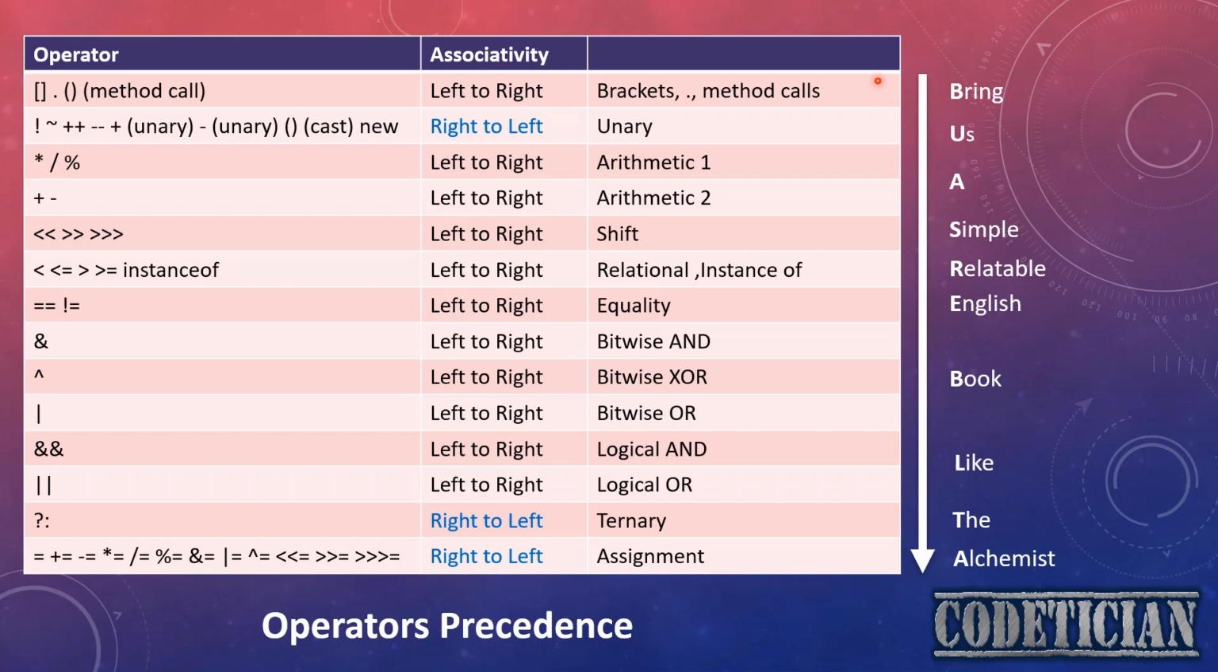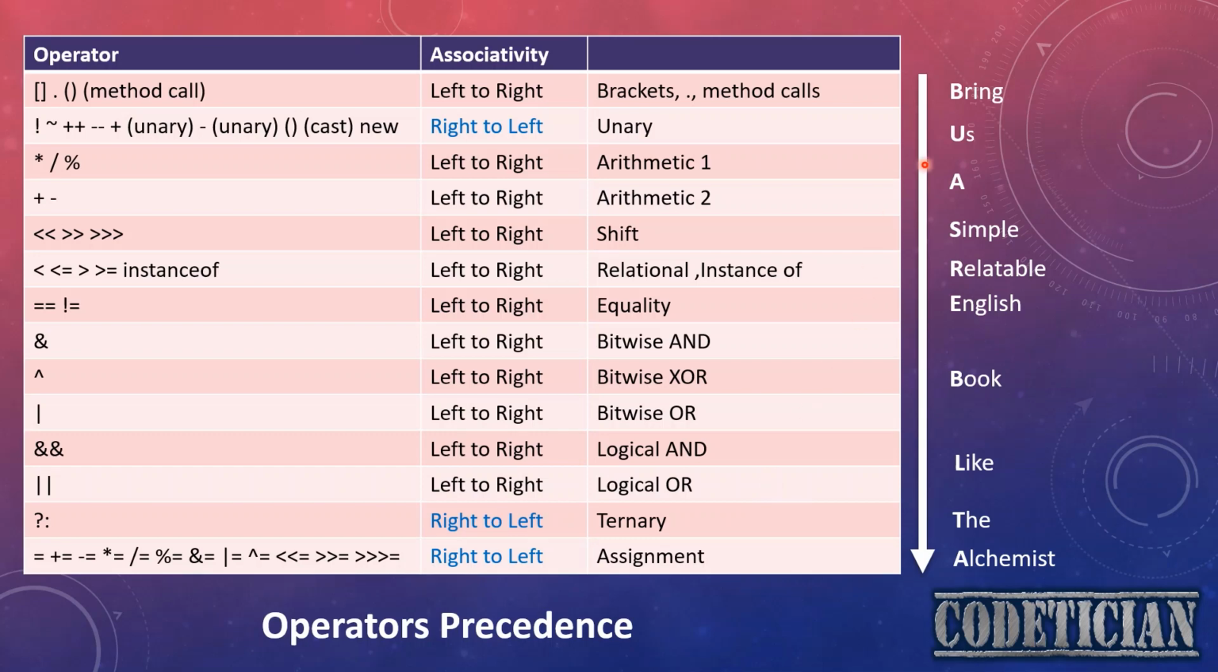But to learn this operator precedence, you can use this sentence: bring us a simple relatable English book like The Alchemist. With Bring, B is for brackets and method calls. Us is U, which is unary. A is arithmetic operators. Then simple, S, shift; relatable, R, relational; English, E, equality. Then from book I take B for the bitwise operators. Similarly, like, L is logical operators, T stands for ternary, and in the last, Alchemist, A stands for assignment.